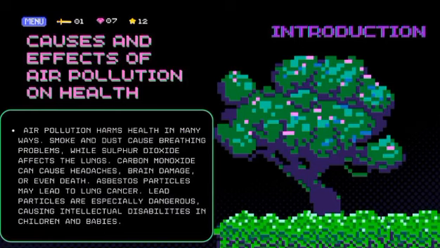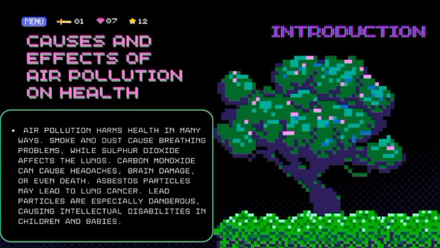I will begin with the effects of air pollution on our health. Air pollution harms us in many ways. Smoke and dust particles in the air can cause breathing problems. Sulfur dioxide, a gas from factories, can damage our lungs. Carbon monoxide is even more dangerous, as it can cause headaches, brain damage, and in high concentration, even death.